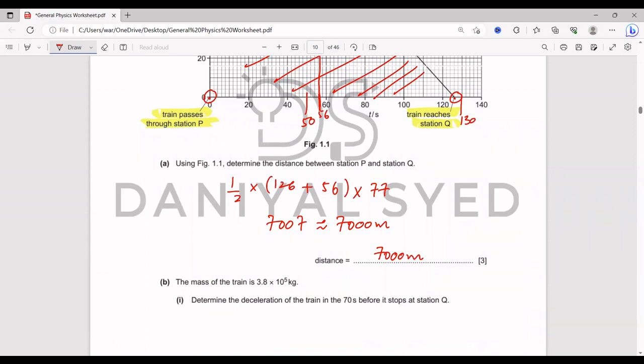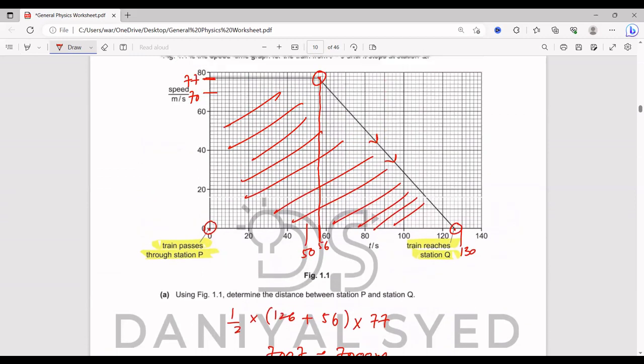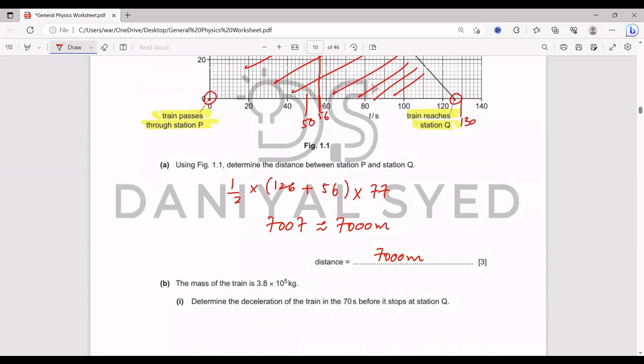The mass of the train is 3.8 times 10 to the power 5 kg.